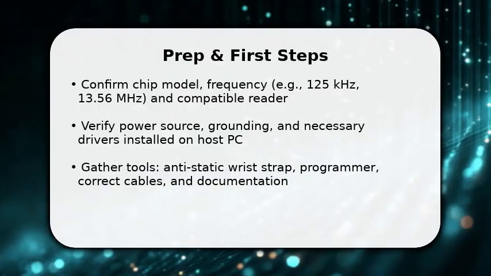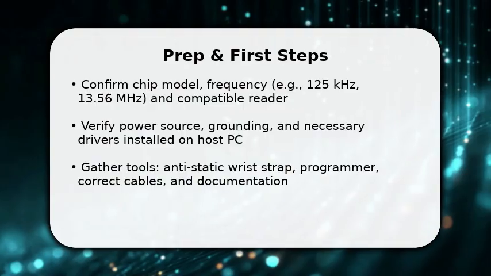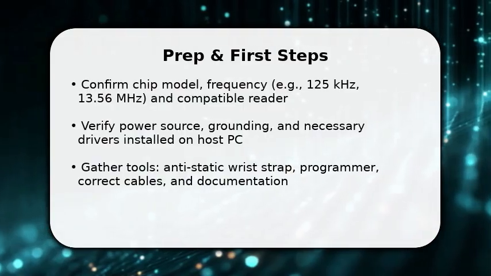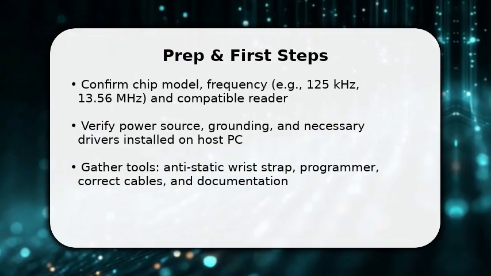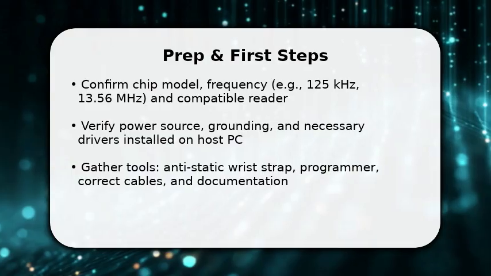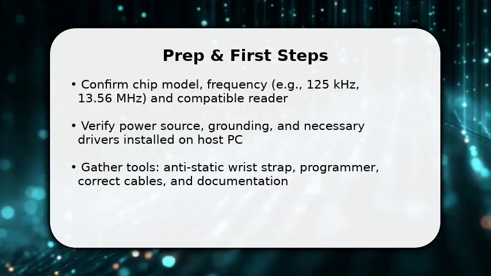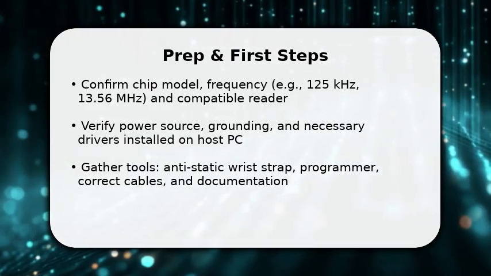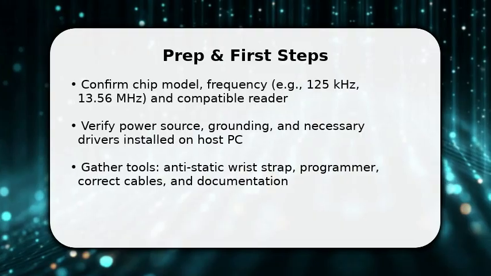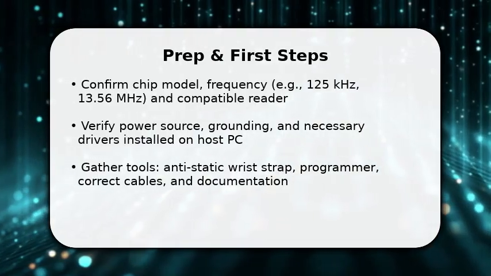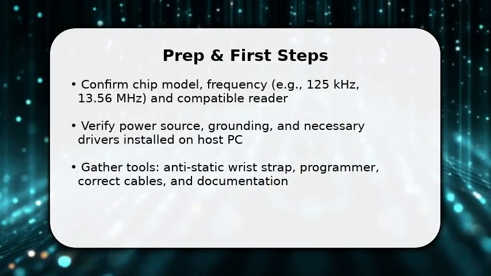You start by verifying the microchip model and frequency, so you use the right reader and protocol. Put on an anti-static strap and power the system. This prevents damage and ensures stable connections. Once done, install or confirm drivers on your PC and connect the programmer with correct cables. You do this first because proper matching and stable power avoid read/write errors later.